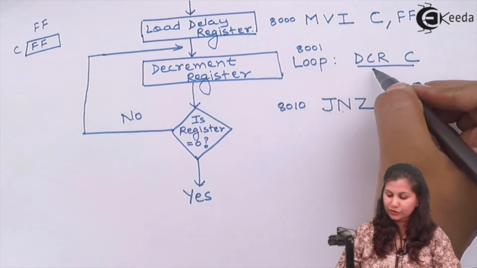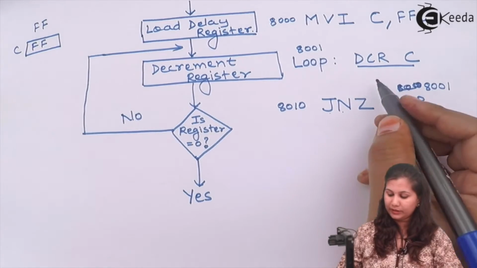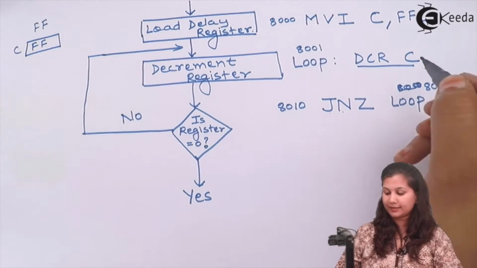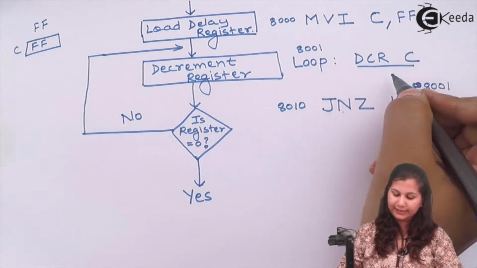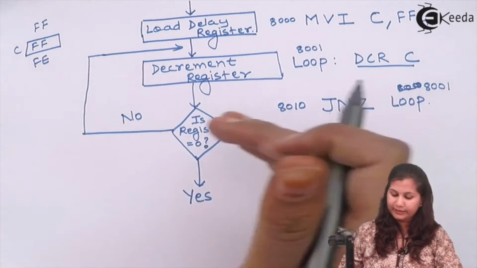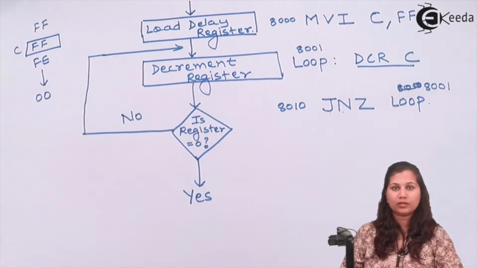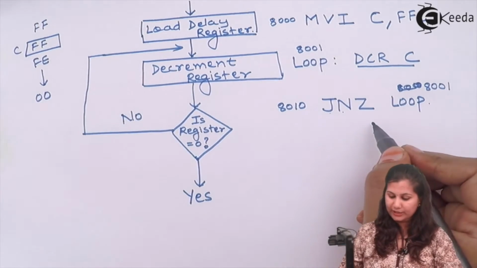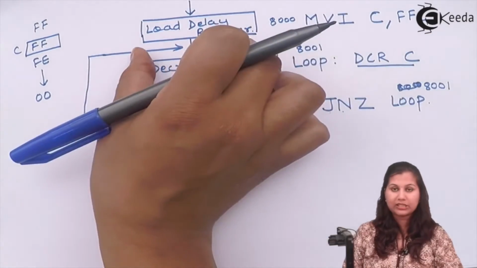So when this condition, DCR C then jump on no zero, is not satisfied, that is the C register has not become 0. Like first it is FF, then it will become FE. In this way it will be decremented until its value has become 00. So when this condition is satisfied, it will come out of the loop. So this is the same as this flow chart.